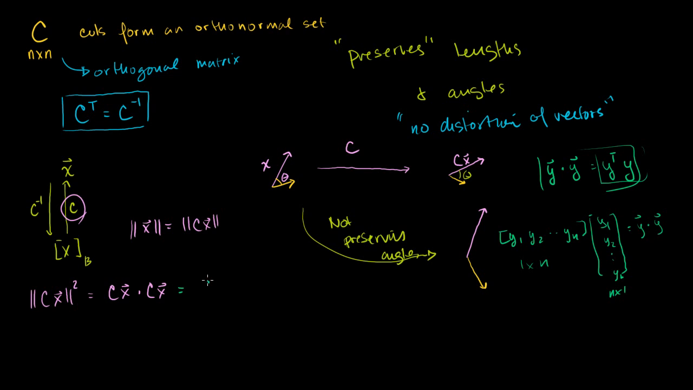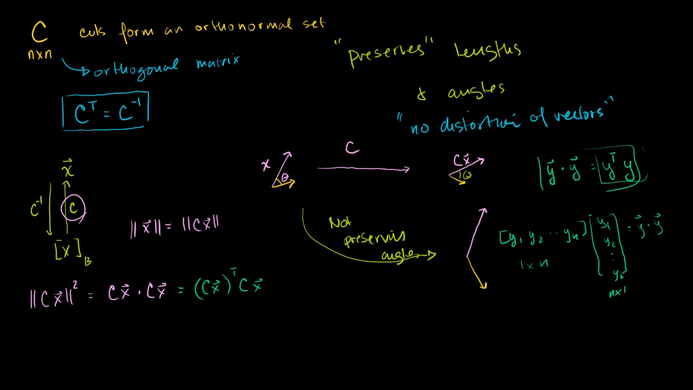So this is the same thing as Cx transpose. You can view this as a 1 by n matrix now, times the n by 1 matrix, which is just the column vector Cx. These are the same thing.